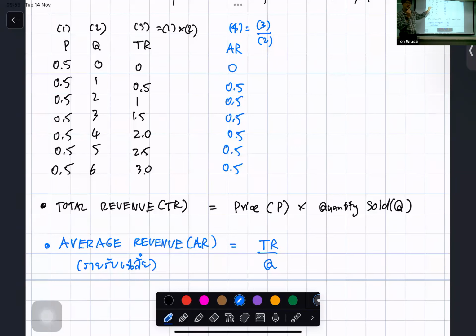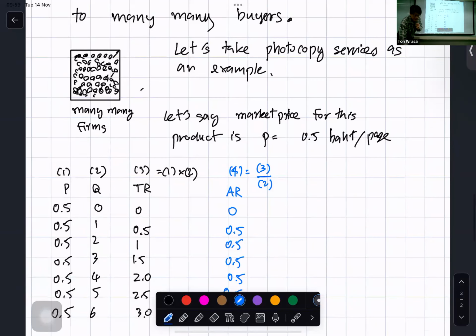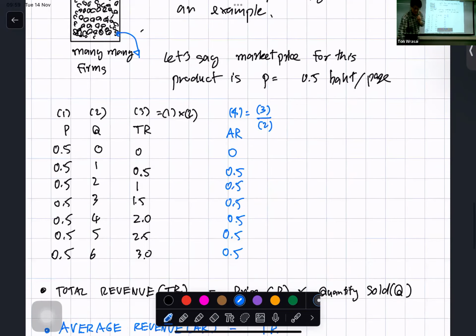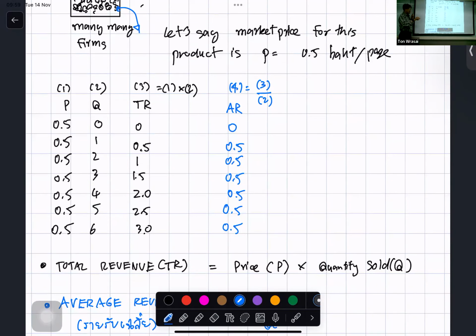We put a firm in to take a look at what happens to this small firm in the market. What we are doing now, we just select one to observe, put the magnifier on the behavior of a little firm in this market. A firm would have this performance.